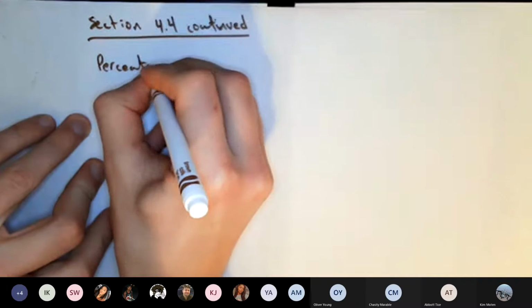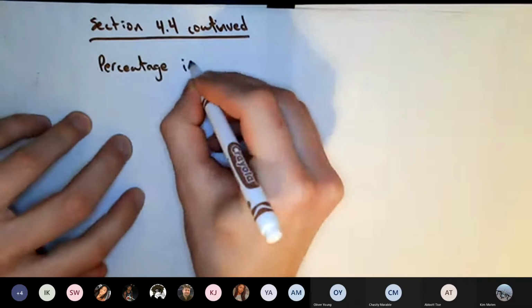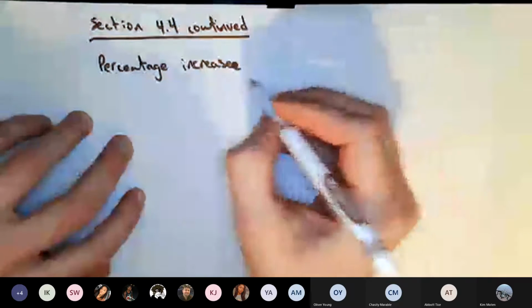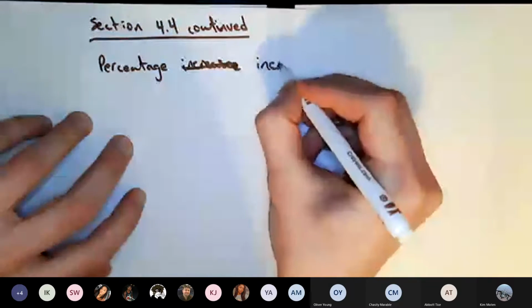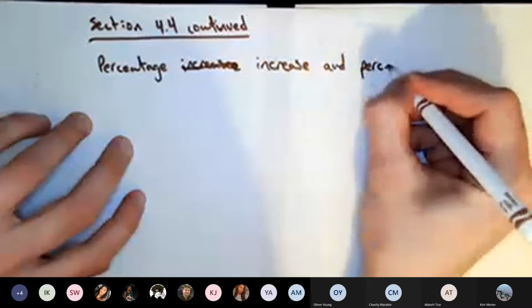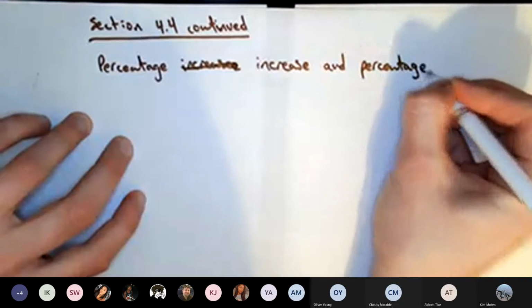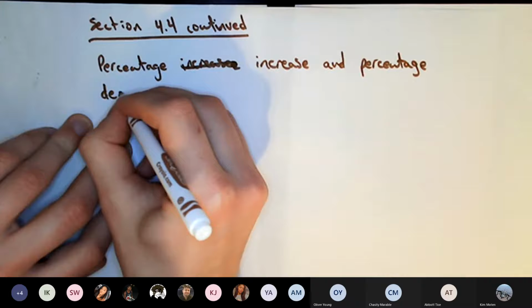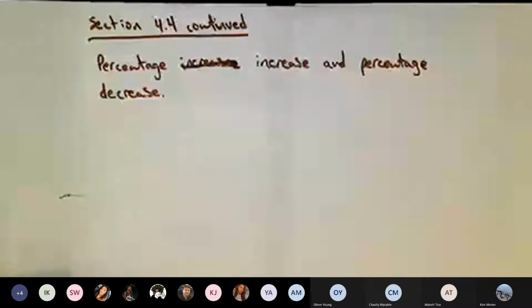We're going to talk about percentage increase and percentage decrease. So we're going to talk about the percentage increase between two amounts and the percentage decrease between two amounts.